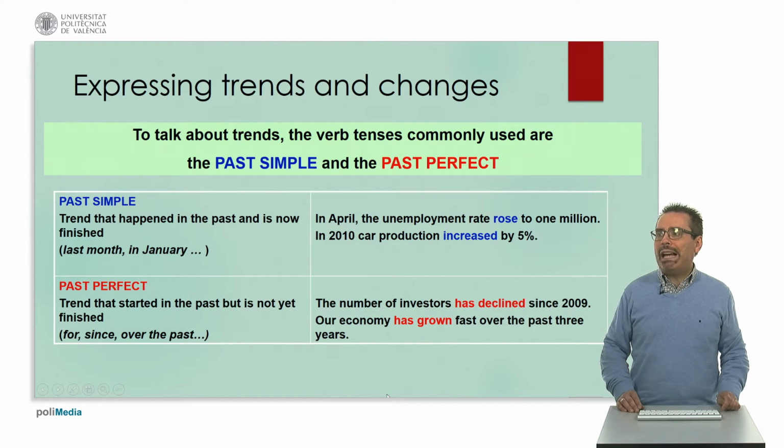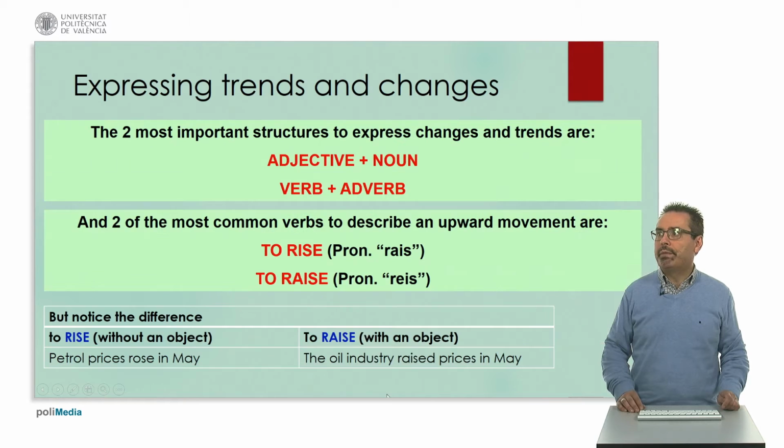On the other hand, we use the present perfect every time the trend started in the past, but it's now going on. That means it's not finished yet. It is normally associated with some particles and expressions such as for, followed by a period, since, over the past several years, etc. Here we have a couple of examples. The number of investors has declined since 2009, or our economy has grown fast over the past 3 years.